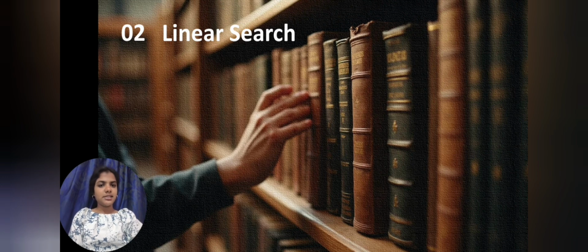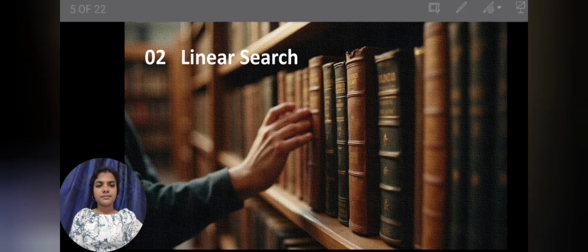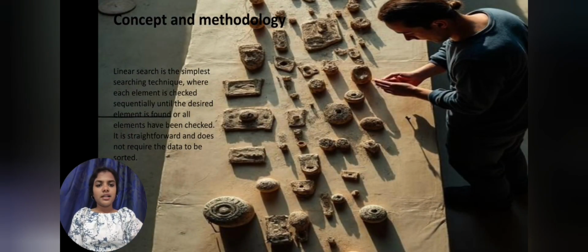First, let us discuss linear search. As we see in the picture, we are linearly picking something. That is what is meant by linear search. Now, let us understand the concept and methodology behind linear search. Linear search is the simplest searching technique where each element is checked sequentially until the desired element is found or all elements have been checked. It is straightforward and does not require the data to be sorted. Without sorting the data, this method helps us in locating a required key element.